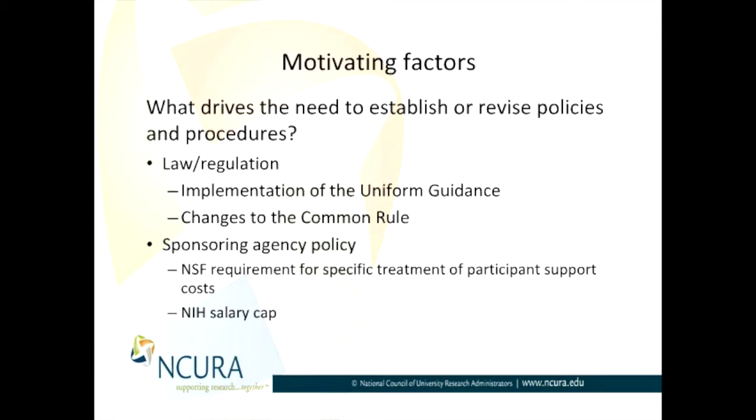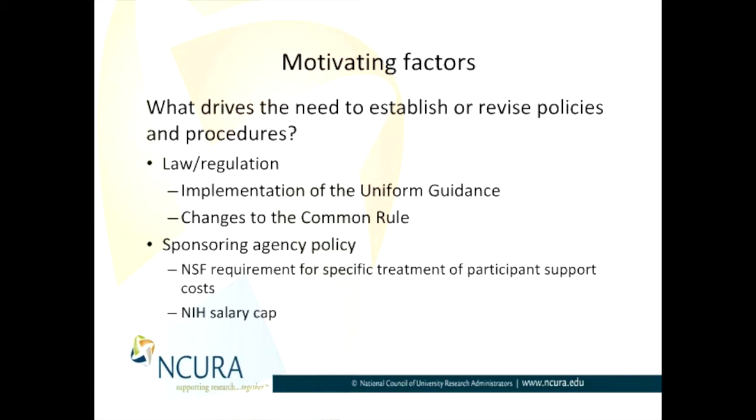Another example is changes to the Common Rule. And of course, the Common Rule governs human subjects research. Changes were released earlier this year, and I know that there's been a little bit of uncertainty about the status of the regulations. But assuming that they're implemented, we're going to need to make sure that our policies and procedures are updated by mid-January 2018 so that we are following those laws and regulations as stated.